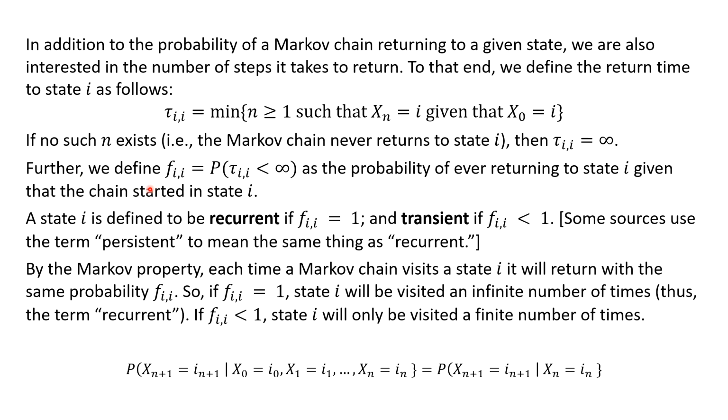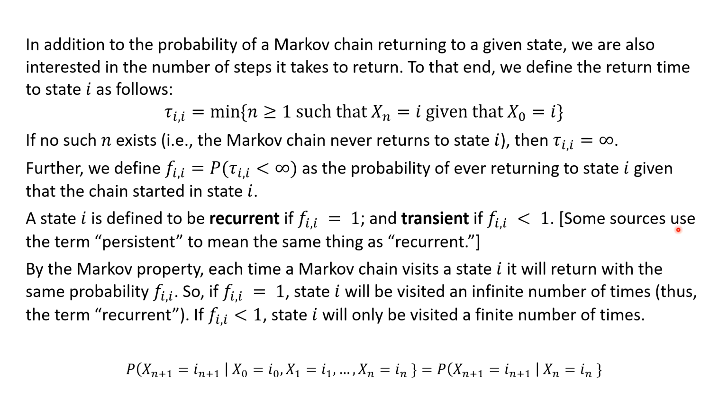So further, we define f sub ii as the probability of ever returning to a state i, given that you started in state i. And then we have these more precise definitions of recurrent and transient, which I've mentioned before, but this is a more accurate definition. A state i is defined to be recurrent if f ii equals 1. So in other words, you have a probability of 1 of coming back to that state. And transient if f ii is less than 1. Notice it's not 0, it's just less than 1.